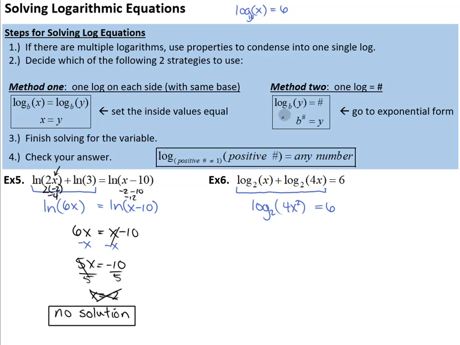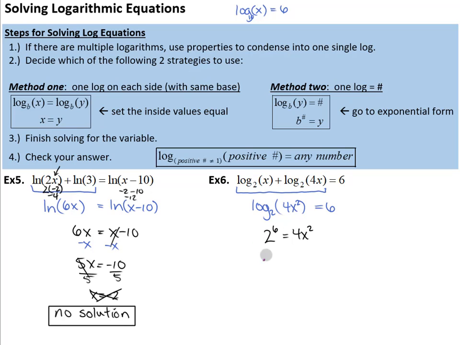Okay, so now we've got it. One log equals a number. And when we're doing method 2, my goal from here is to change it to exponential form. So remember, the base of my logarithm is the base of my exponent, and the value of the log is the exponent. So 2 to the 6th value equals 4x squared.